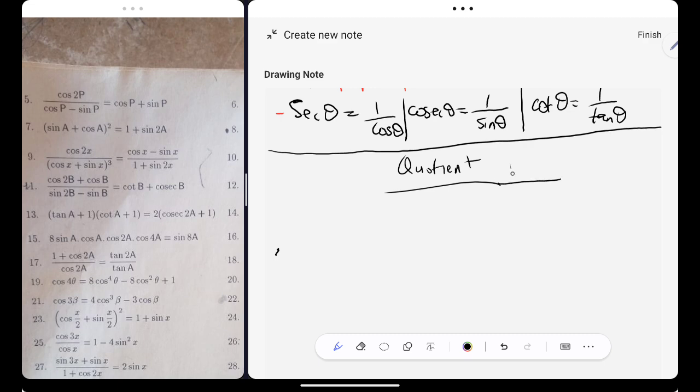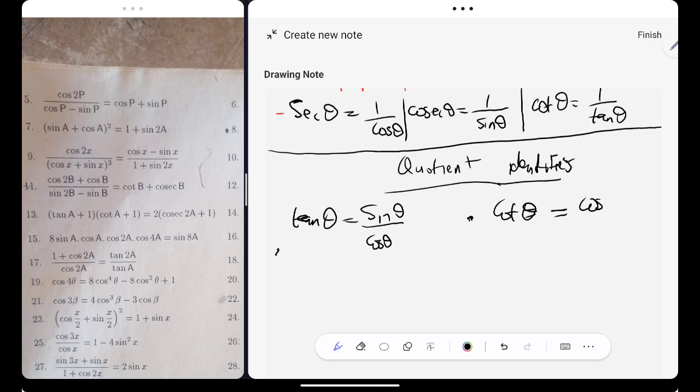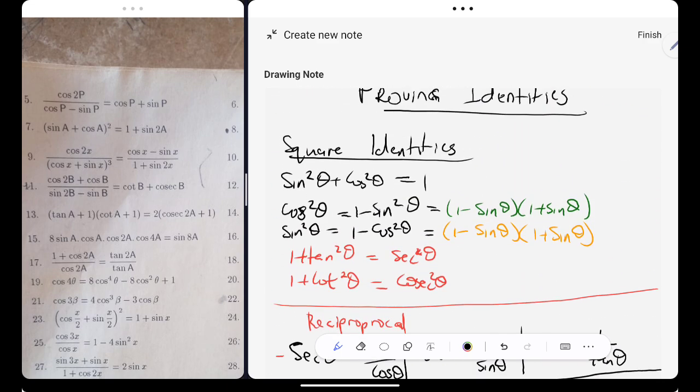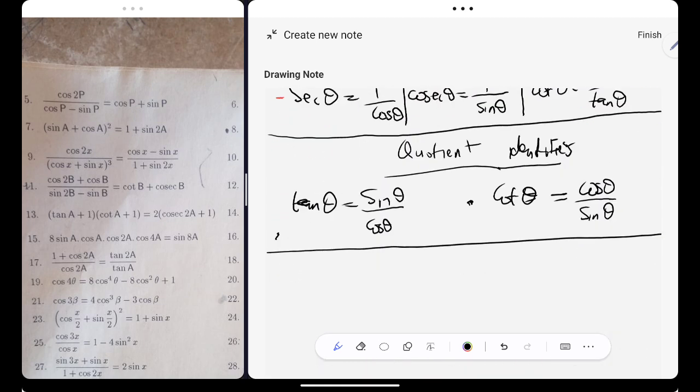Your quotient identities. This will be a long video, guys. Please brace yourself. Tan theta is equal to sin theta all over the cos of theta. The second one is the cot of theta, which is equal to the reciprocal of tan, rather, cos theta over sin theta. Okay, when it comes to grade 11 work, these are the identities that you need, ne?